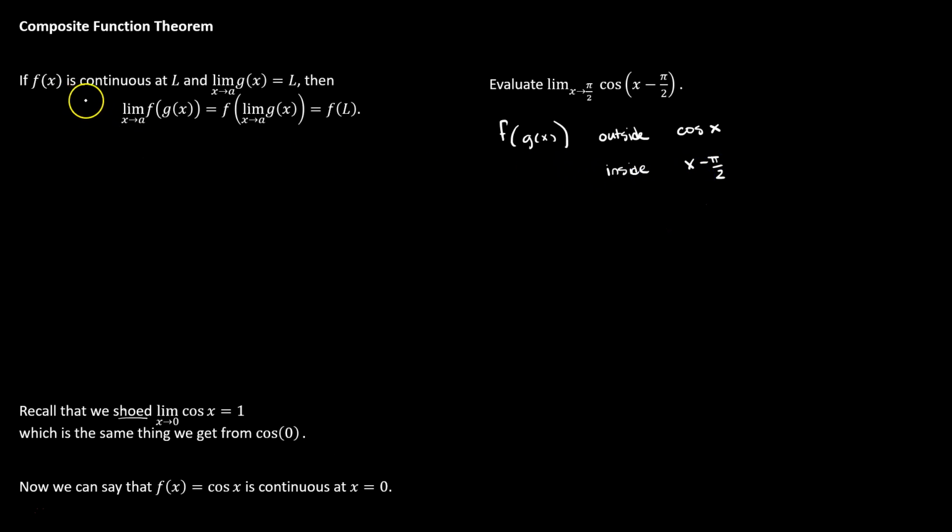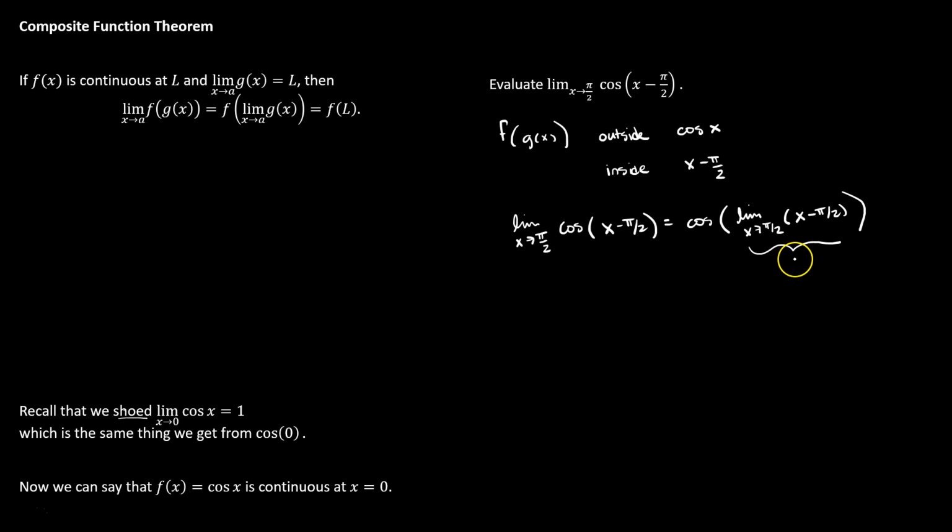To use this composite function theorem, I'm going to sneak the limit inside of the cosine function. So we're going to replace the limit as x approaches pi over 2 of cosine of x minus pi over 2. We're going to rewrite that as cosine of the limit as x approaches pi over 2. And this time the limit is not of cosine, it's of the inside function, x minus pi over 2. So we moved the outside function outside, and we left the inside function inside where we're applying the limit to that first.